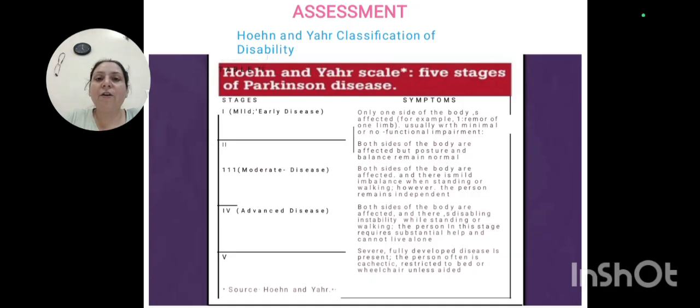Grade 3 is the moderate disease, and grade 4 and 5 are the advanced stages of the disease, where both sides are affected. Then there is disability in standing and walking, and the patient requires help and cannot live alone. And in grade 5, the patient is in the severe stage, where the patient has to use a wheelchair and is fully dependent on another person for his day-to-day activities. So with a detailed assessment, we come to know what stage of Parkinson's disease it is. So our rehabilitation totally depends upon this.